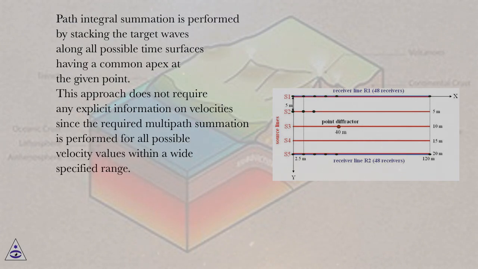Path integral summation is performed by stacking the target waves along all possible time surfaces having a common apex at the given point. This approach does not require any explicit information on velocities since the required multipath summation is performed for all possible velocity values within a wide specified range.